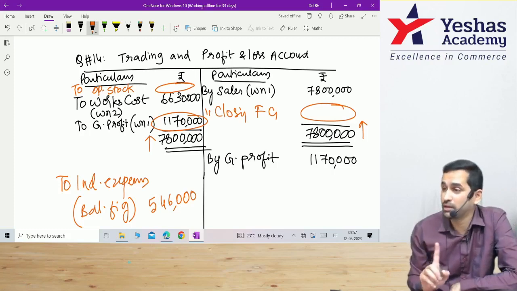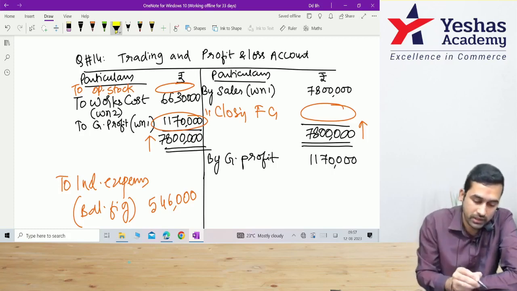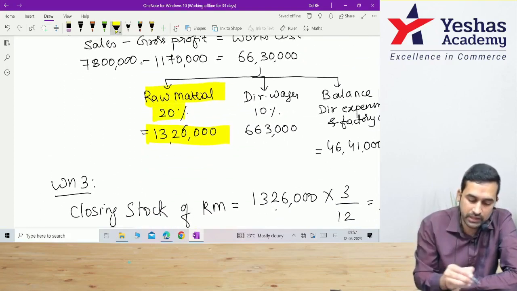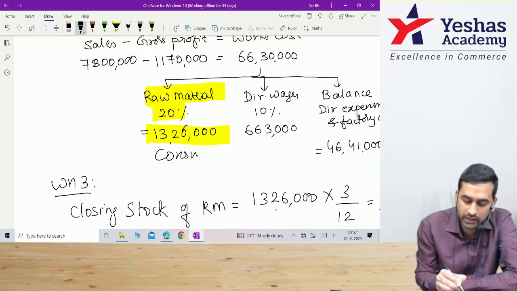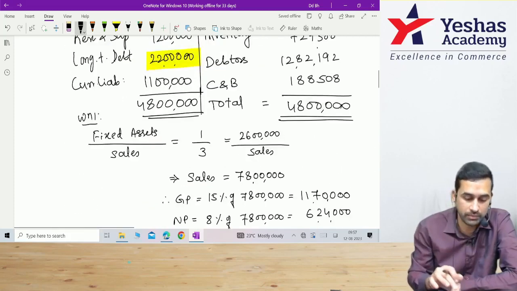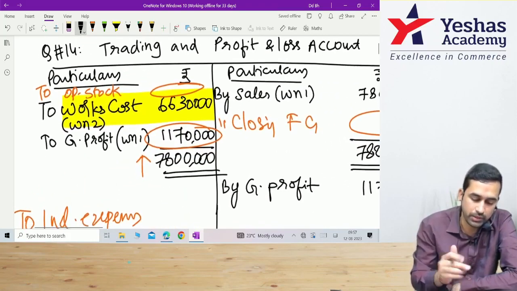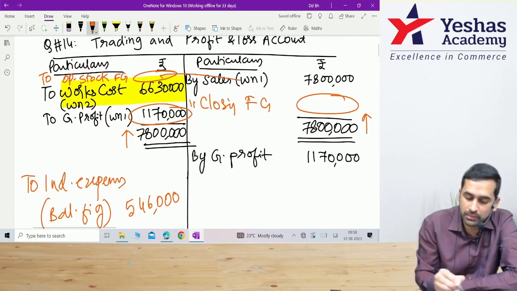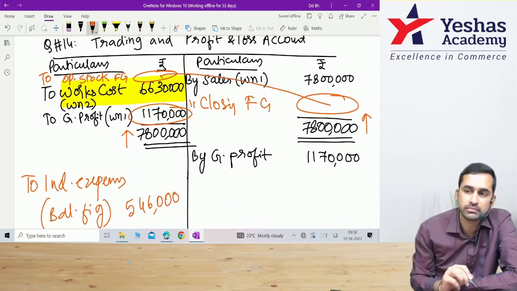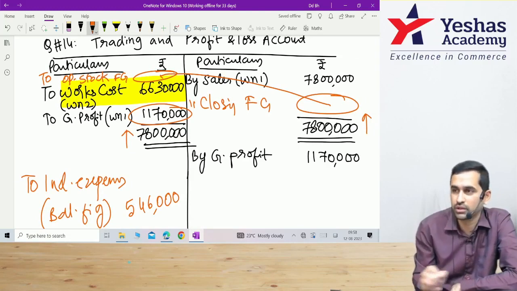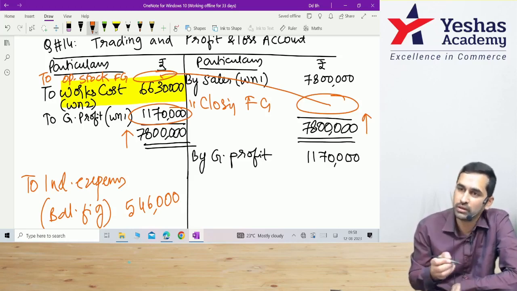Opening stock of which number? Not raw material. Why not raw material? Because this works cost 66 lakh 30,000 has raw material 1326, and this is raw material consumption. That means this number is after adjusting opening RM and closing RM. That means this opening stock has to be opening stock of FG. And you know how much that number will be? Same number that you have written here. What did we achieve? The reason why I did not write is, even if I write, I will end up increasing the totals of the trading account by same number both the sides.